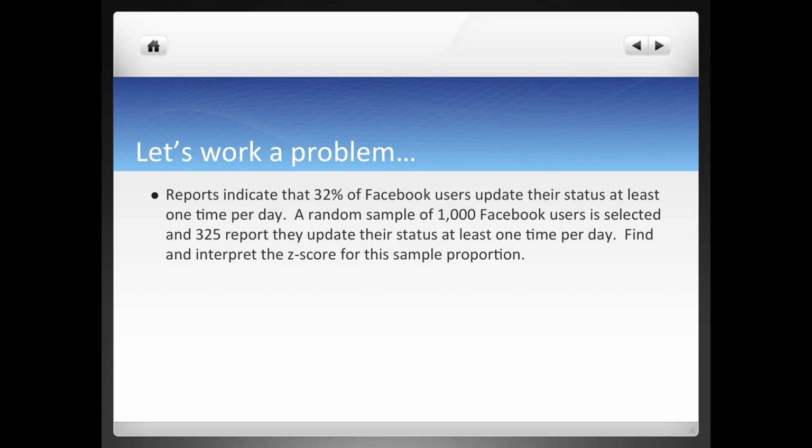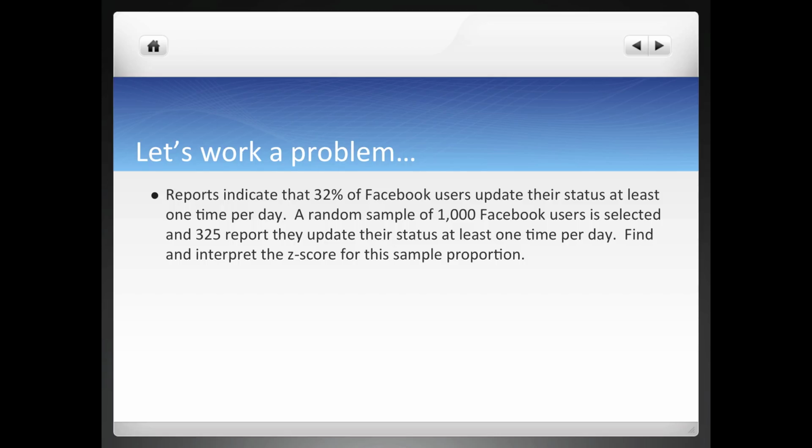All right, let's work a problem. So again, I'm sticking with the Facebook users deal. It says reports indicate, again, 32% of Facebook users update their status at least one time per day. A random sample of 1,000 Facebook users is selected, and 325 report they update their status at least one time per day. So our goal here is to be able to find and interpret the z-score for this sample proportion.